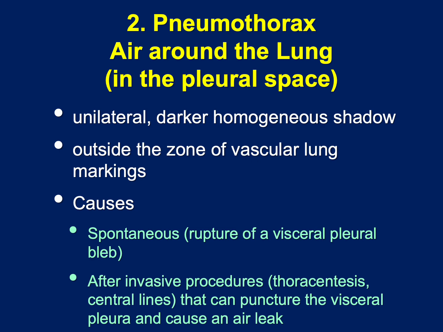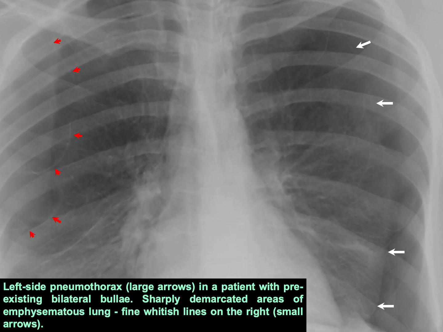These procedures can puncture the visceral pleura and cause leak of air into the pleural space. In this X-ray, if you can notice on the right side where the white arrows are, you see a sharp, straight boundary going along the right side of the lung. There are vascular markings before this, but no vascular markings are seen after this sharp boundary. This area where no vascular markings are seen is the area of the pneumothorax.